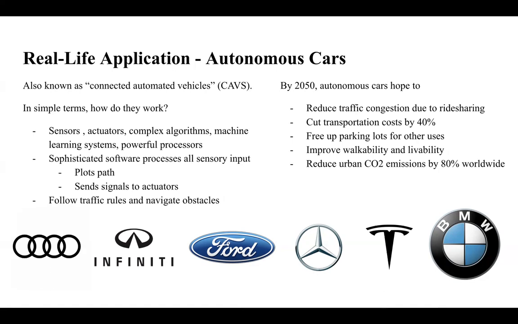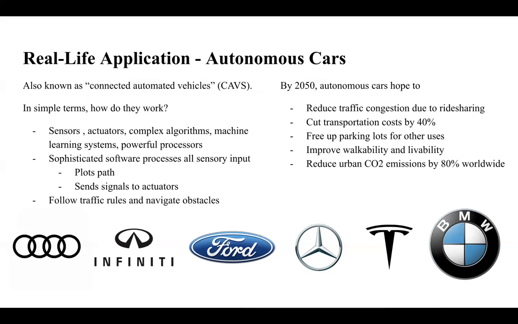Well, they rely on sensors, actuators, complex algorithms, machine learning systems, and powerful processors to execute software. The cars create and constantly add to a map of their surroundings based on sensors placed strategically throughout the vehicle. Some of these sensors include radar sensors, which monitor position of nearby vehicles, video cameras, which detect traffic lights, road signs, track other vehicles, and look for pedestrians, and also LiDAR sensors, which are light detection and ranging sensors, which measure distances, detect road edges, and identify lane markings.